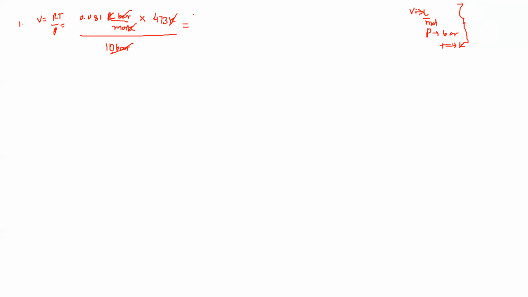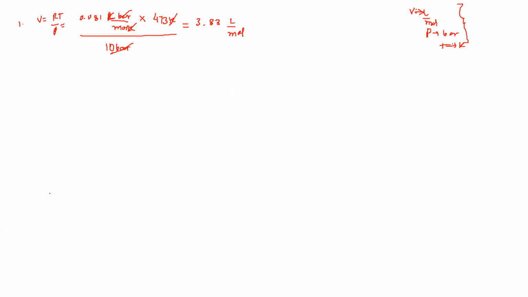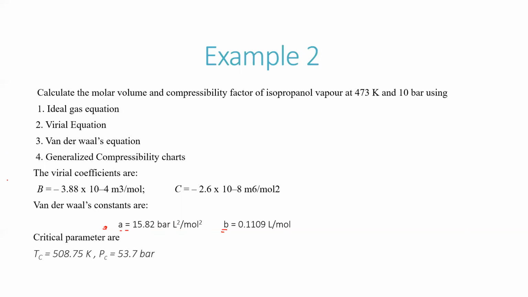This ideal volume comes out as 3.83 liter per mole. First problem solved. Second is using the Virial equation. For the Virial equation, we need the coefficients capital B and capital C, which are given in meter cube per mole. We need them in liter per mole, so we'll convert.